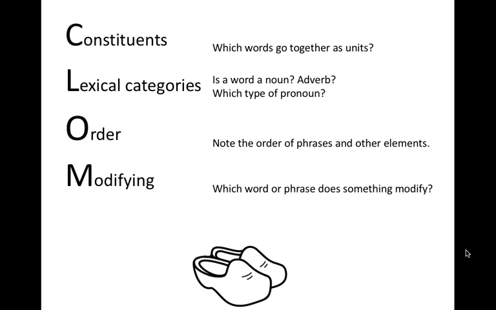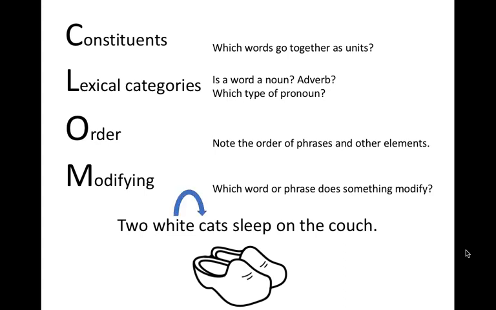You can also pay attention to what is being modified. For example, back to our sentence, white modifies cats. A lot of times people say this as white describes cats. And I think you probably mean the same thing as modifies when you say that. But it's better to say modify because that way we're making it clear we are talking about structure, not meaning.